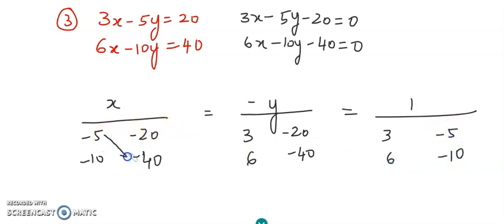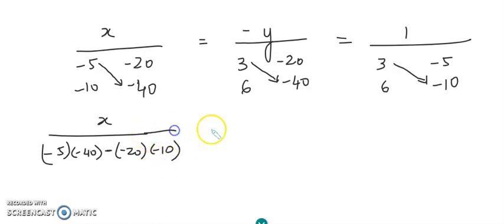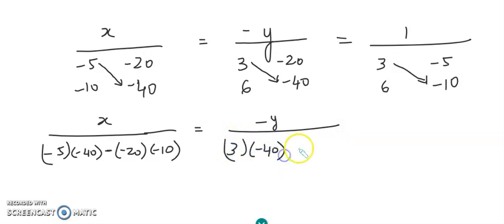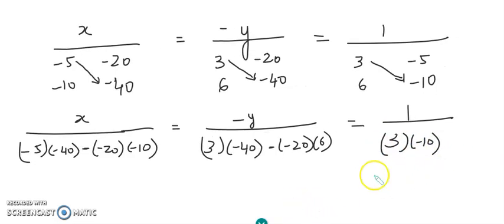Then top left, bottom right. Top left, bottom right. Top left, bottom right. Correct? Okay, let's see now. So, x upon. What should I say? Minus 5 times minus 40 minus of minus 20 times minus 10. Correct? Equals minus y upon 3 times minus 40 minus of minus 20 times 6, equals 1 over 3 times minus 10, and then yes, minus of minus 5 times 6.